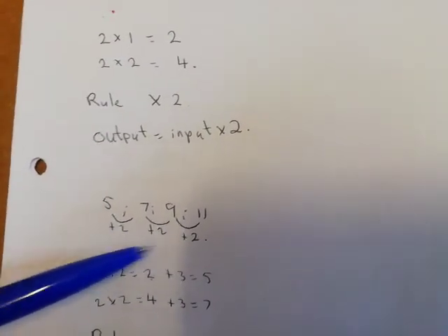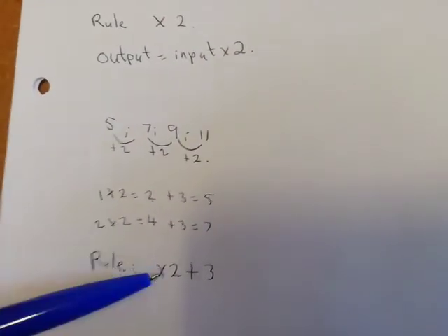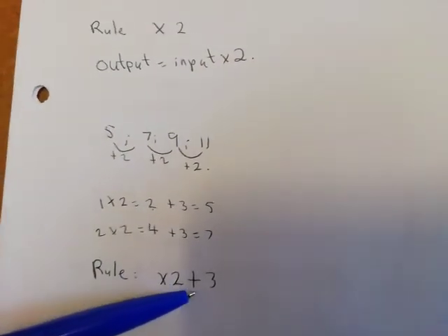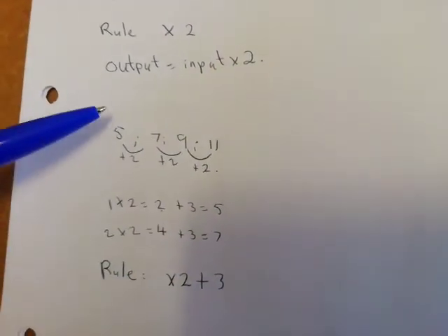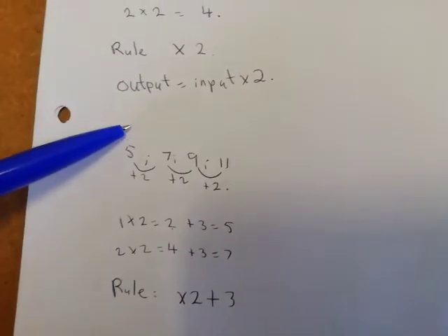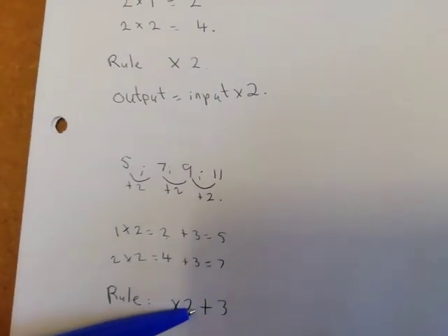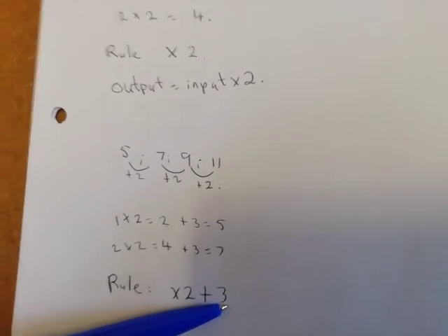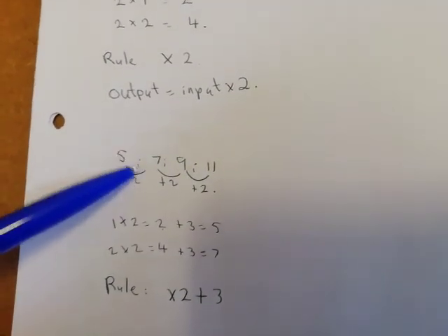And then you can write, your rule will be you times by 2 and you plus by 3. So you have your input of 1 times 2 plus 3 to give you your output of your first number.